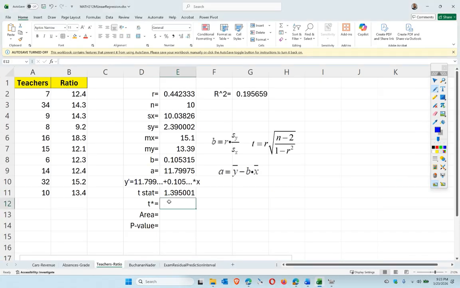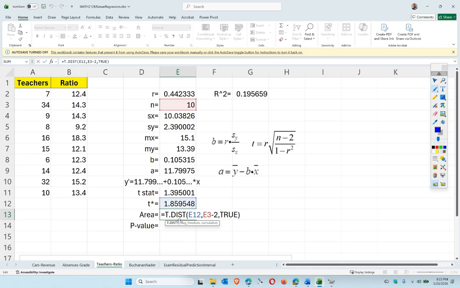So I'm going to do t dot inverse 0.95 comma degrees of freedom minus 2, and the area, since that's a positive one, I'm going to do t dot distribution this comma degrees of freedom minus 2 comma true. That's the wrong area though. I need to do, oh, that's the wrong t also, 1 minus. I'm going to do this one here. There we go. Okay, and we got to do double that to get the p-value.